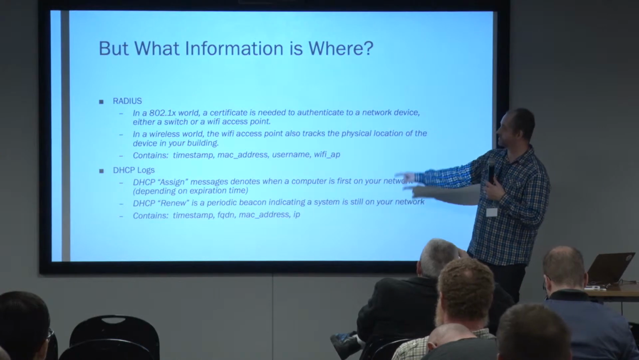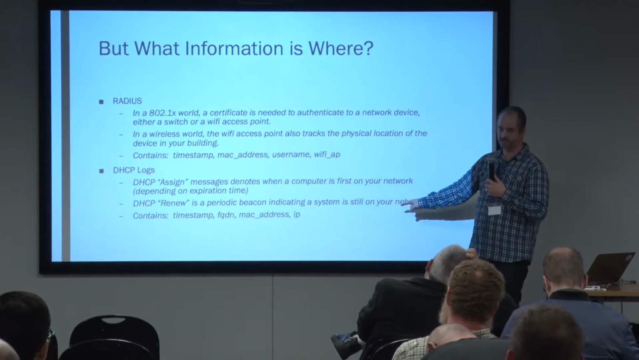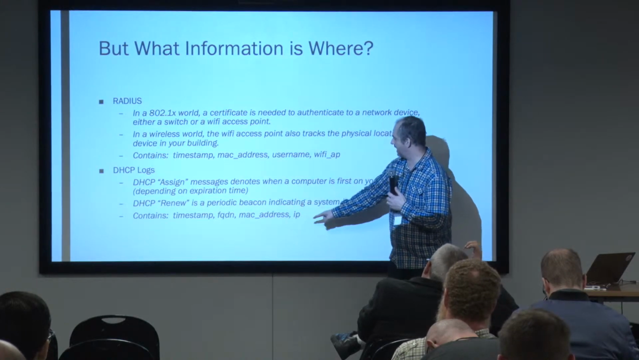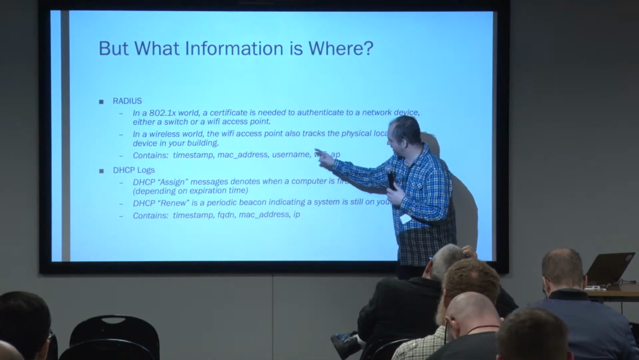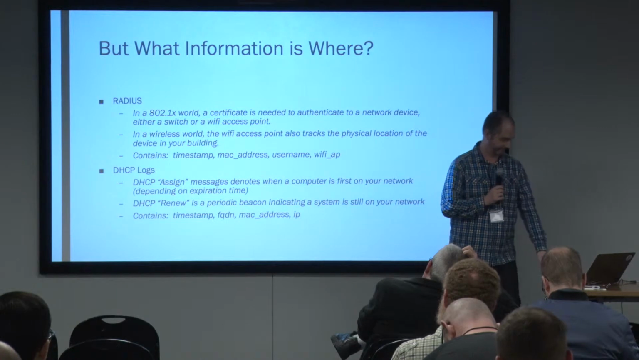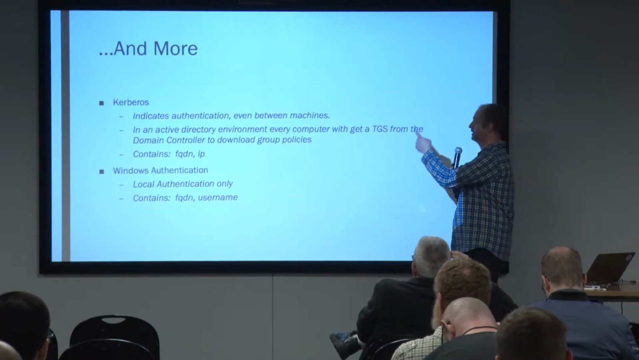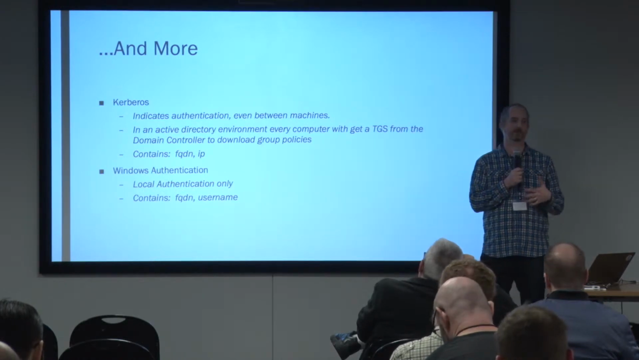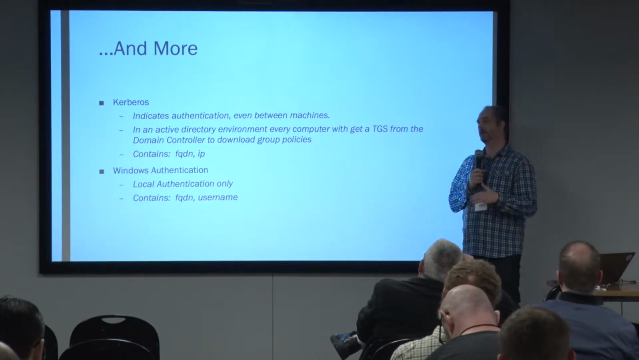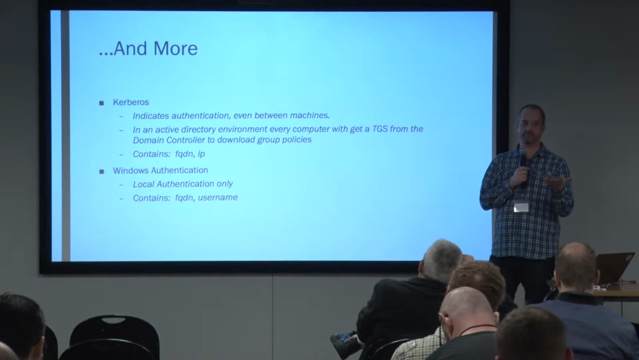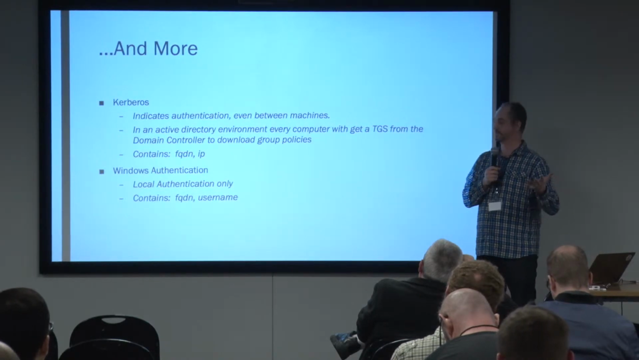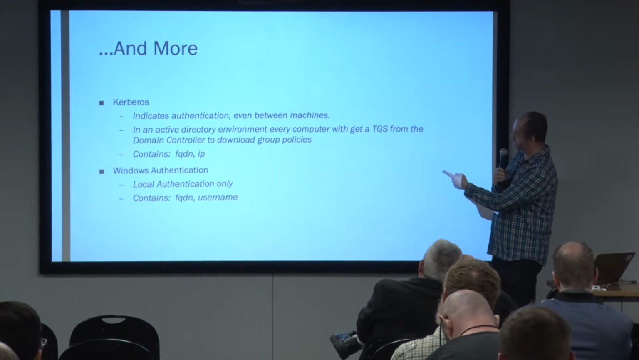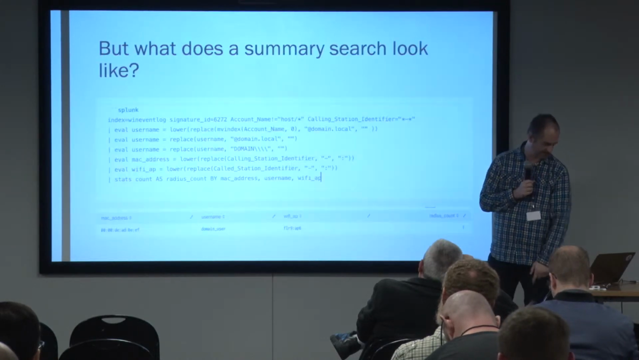DHCP: as soon as they authenticate to Radius, most people get a DHCP IP address, which gives me MAC address, FQDN, and IP address. If I combine these two, I get a username and IP address. But there's more. Kerberos indicates authentication even between machines. In Active Directory, as soon as your computer identifies it's on an Active Directory, it does a Kerberos lookup for group policy, which is TGS. TGS includes FQDN and IP. And then Windows authentication, well, I'll skip that.